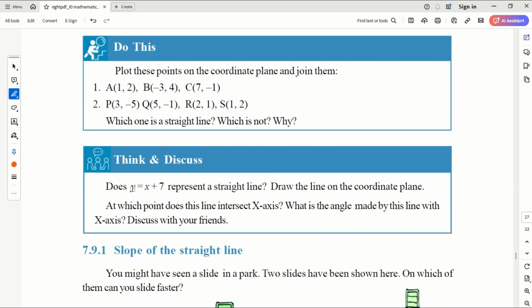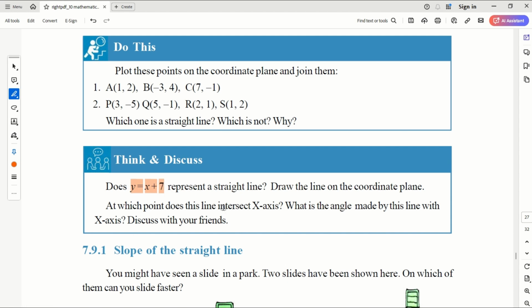Now the next question, thinker discussion. This is important. He has given an equation y equal to x plus 7. Is this a straight line? It is a straight line. We already learned if it is in the ax plus by plus c equal to 0 form, it is a straight line. We can draw it easily. You can take x equal to 0, y is 7; x equal to 1, y is 8. So these 2 points are enough to draw it on the coordinate plane.